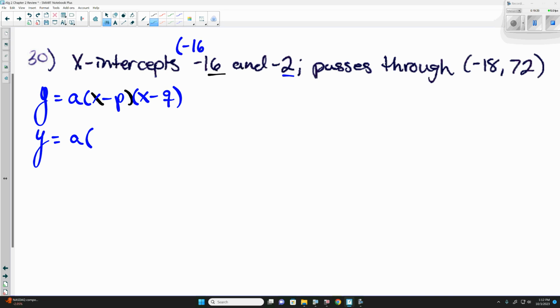Now, the other way we can get the intercepts is our negative 16 comma 0 and negative 2 comma 0. So those are the two ways we can get the x-intercepts, because an x-intercept is any point where the y value is 0. So for us here, we'd have x minus negative 16 times x minus negative 2. Now, which one we define as p and which one we define as q doesn't really matter, as long as we make sure one of them is p and the other is q.